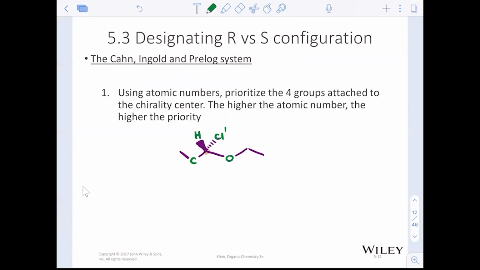So chlorine with atomic number of 17 comes first, then oxygen with the atomic number of 8, then carbon, and hydrogen will always be the lowest priority group when it's attached to that carbon chiral center. Hydrogen just happens to have the lowest atomic number. So when we're looking at this, we've numbered it. Excellent. Chlorine's number 1, then oxygen, then carbon, then hydrogen. Now we can move on to step number 2.